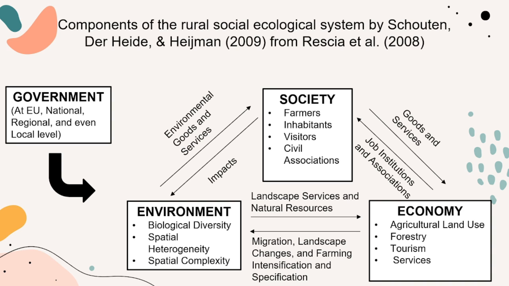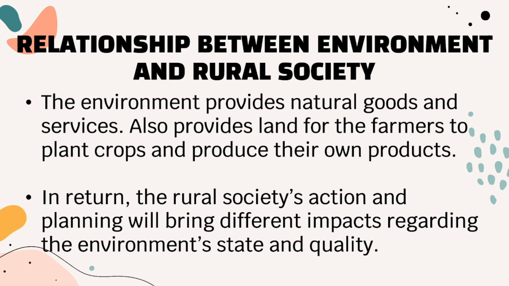So now we will learn more about the relationships between these components and how they affect each other and the development of rural life. Firstly, we have the relationship between the environment and the society. So the environment provides natural goods and services. It also provides land for the farmers to plant crops and produce their own products. In return, the rural society's actions and planning will bring different impacts regarding the environment's state and quality.